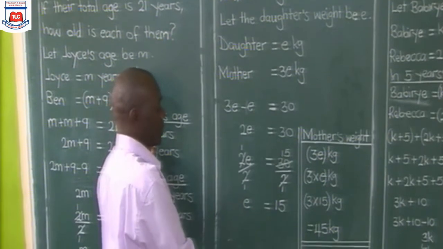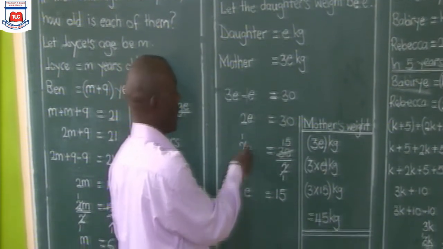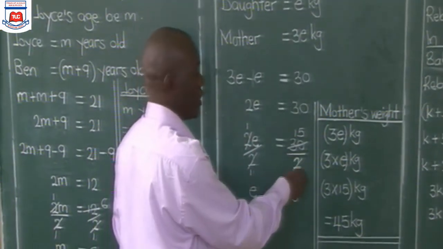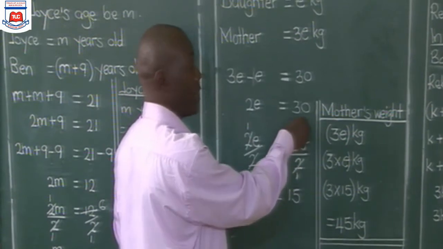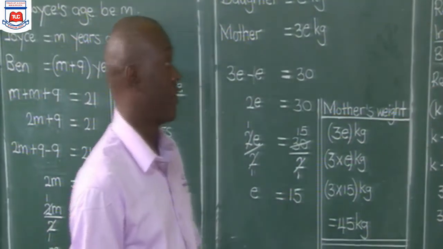2E divided by 2 and 30 divided by 2. 2 divided by 2 is 1, so 2E divided by 2 is E. 30 divided by 2 you get 15. Such that a single E is 15.